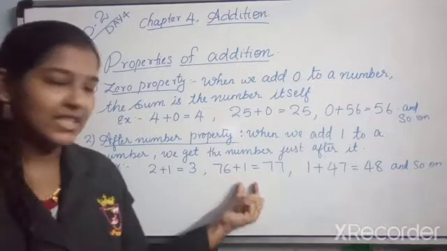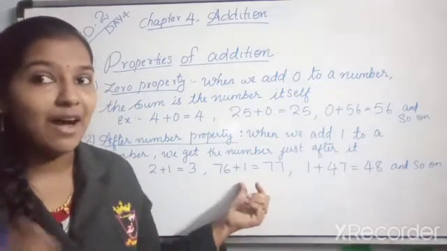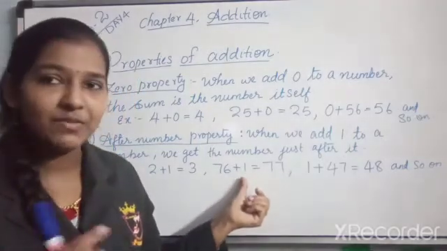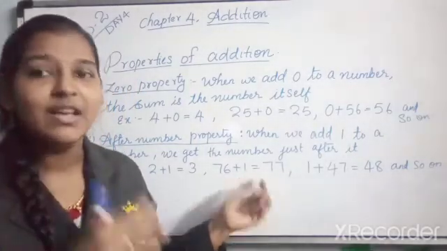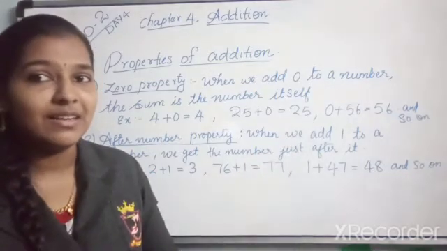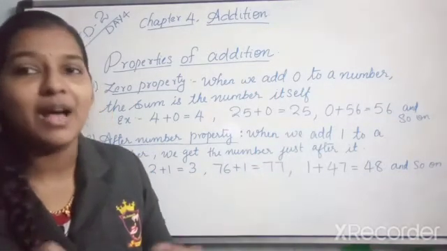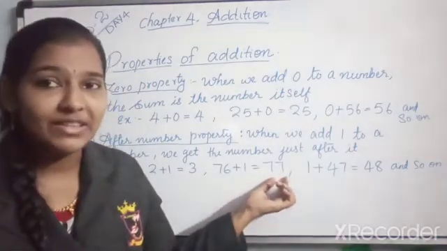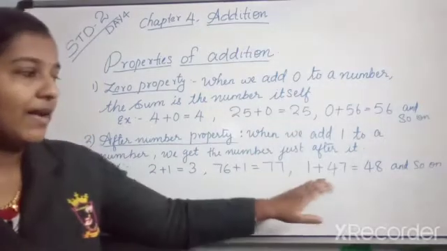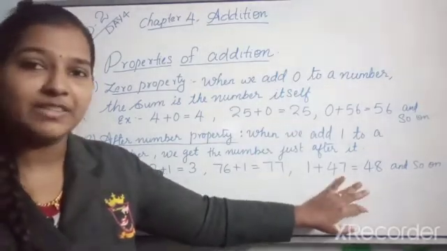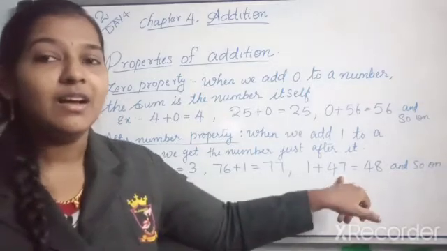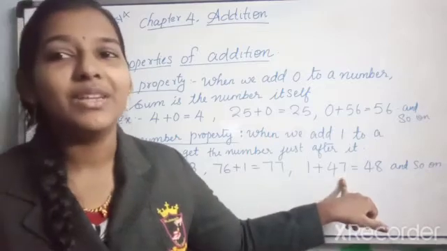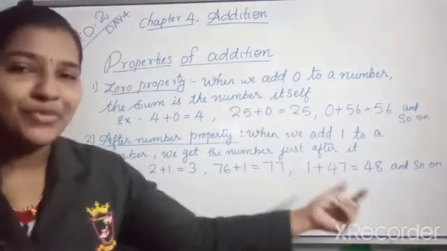Then, 76 plus 1. We know the after number of 76 is 77. So, when we are adding 1 with 76, we will get the after number as the sum. Look here, it's 77. Now, 1 plus 47 means you have to take the after number of 47. After number of 47 is 48. So, the answer will be 48.